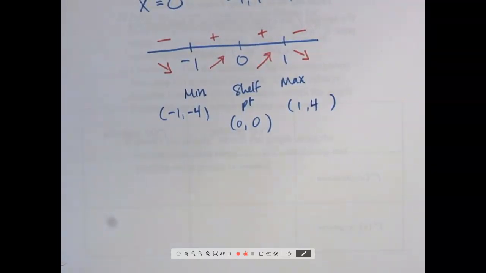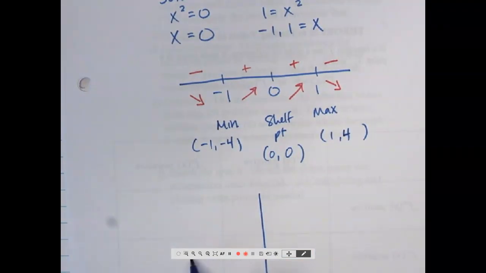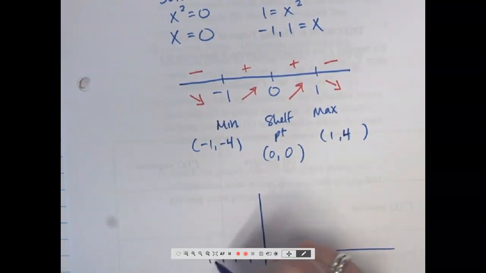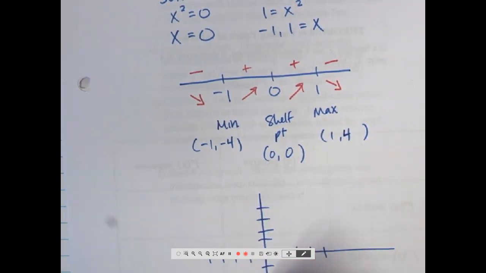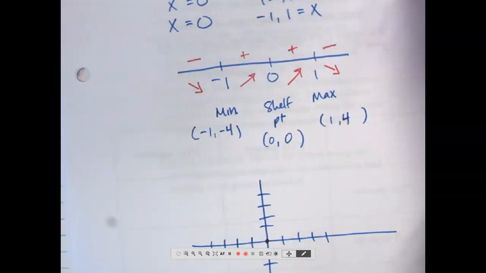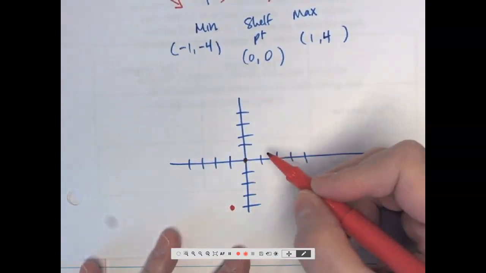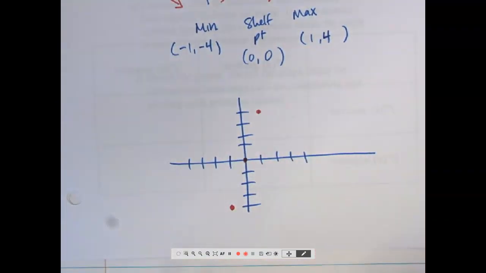Okay, so let's see if we can sketch it. I'm going to need 0, 0. We got that. 1, 2, 3, 4. 1, 2, 3, 4. Okay, so I have a minimum at negative 1, negative 4. A shelf point, so I know it'll go through the shelf point, it just won't be a min or max. And then 1, 4 will be a maximum. Is that enough to tell you what it's going to look like?